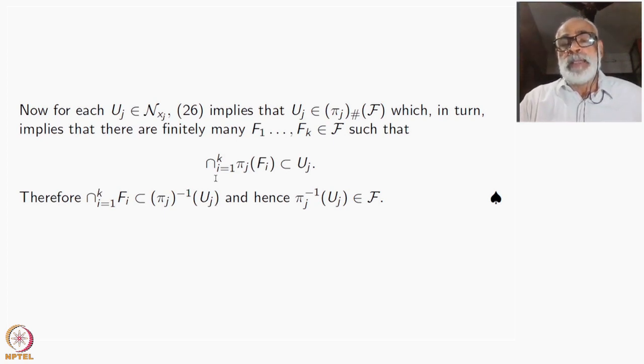I am applying π_j inverse on both sides. Here I can take the intersection, which is π_j of this, contained inside the intersection of the π_j's. That is not an equality, it need not be equality. This is contained inside this one, and this whole thing is contained in π_j inverse of u_j. Therefore, π_j inverse of u_j is inside F.